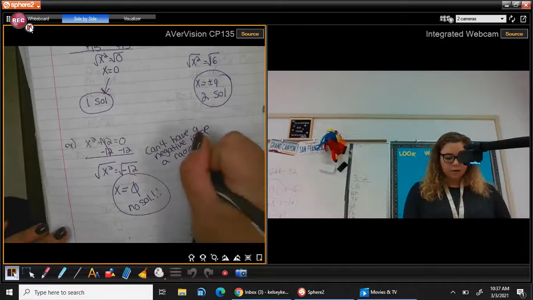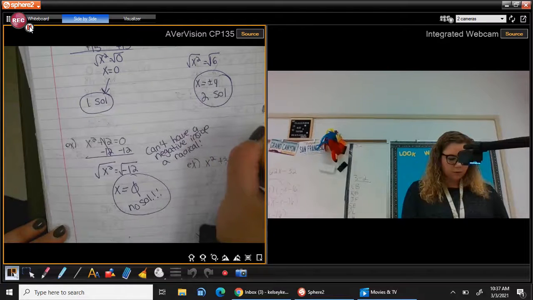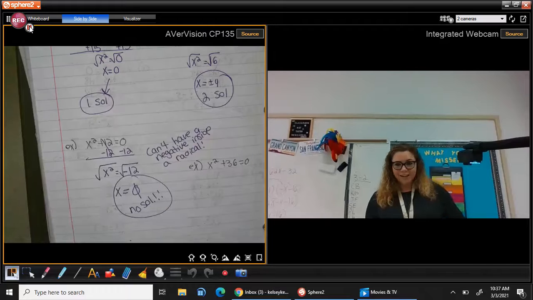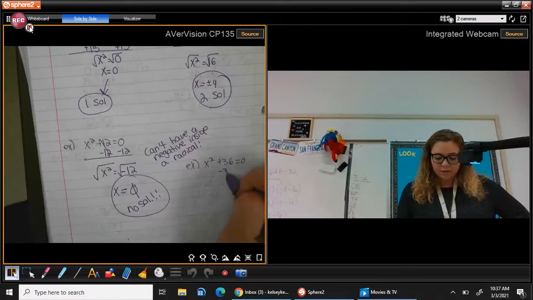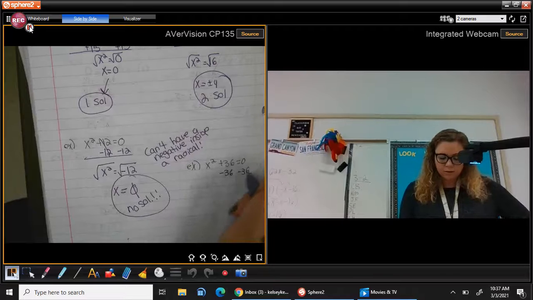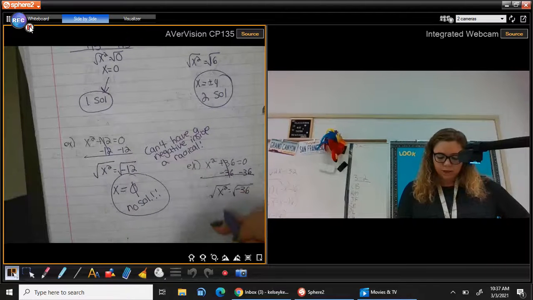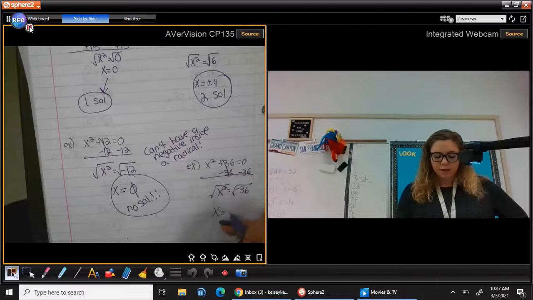So try this one and see what you get. Pause the video, work this one out, and then come back for your answers. Okay, welcome back. So I want to get x squared by itself, so minus 36. I have x squared equals negative 36. Take the square root. I cannot have a negative underneath the radical, so I'm not going to have a solution.